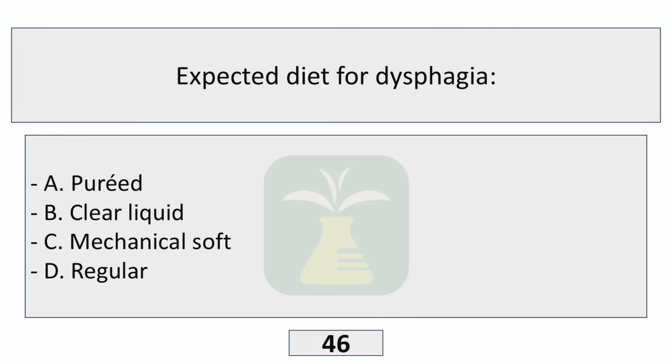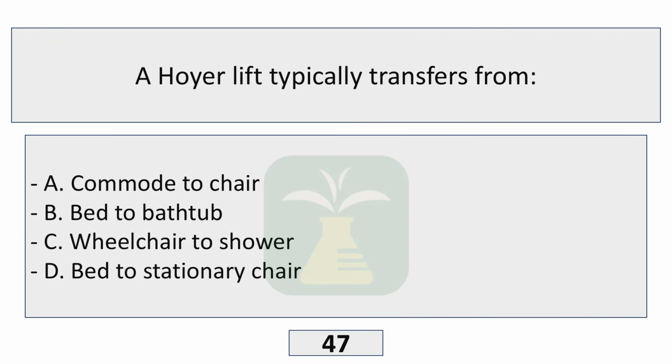Expected diet for dysphagia. A. Pureed. B. Clear liquid. C. Mechanical soft. D. Regular. Correct answer: C. Mechanical soft. Soft foods ease swallowing.